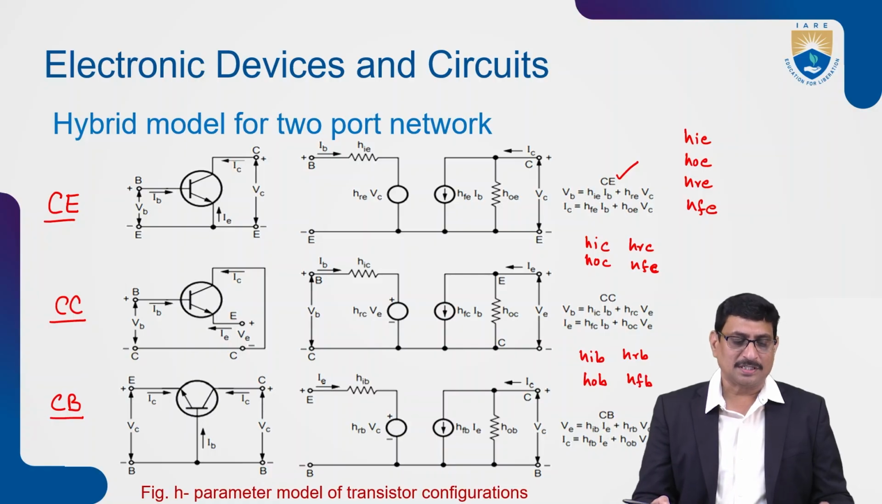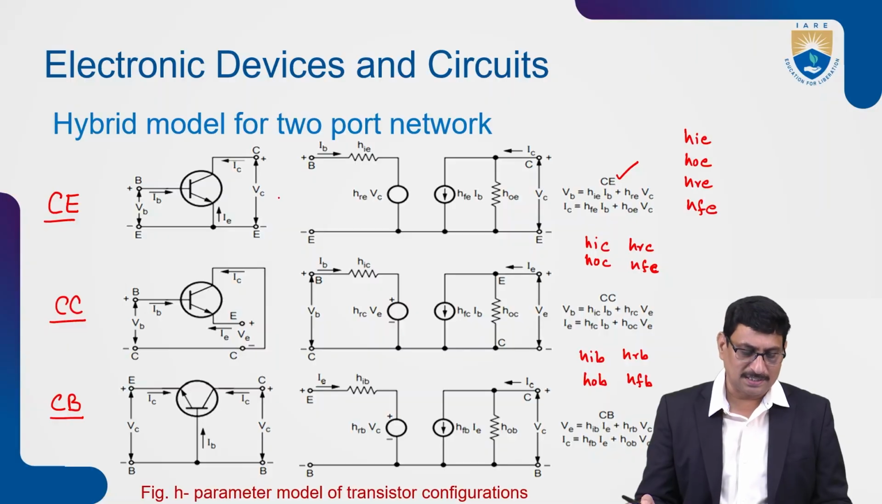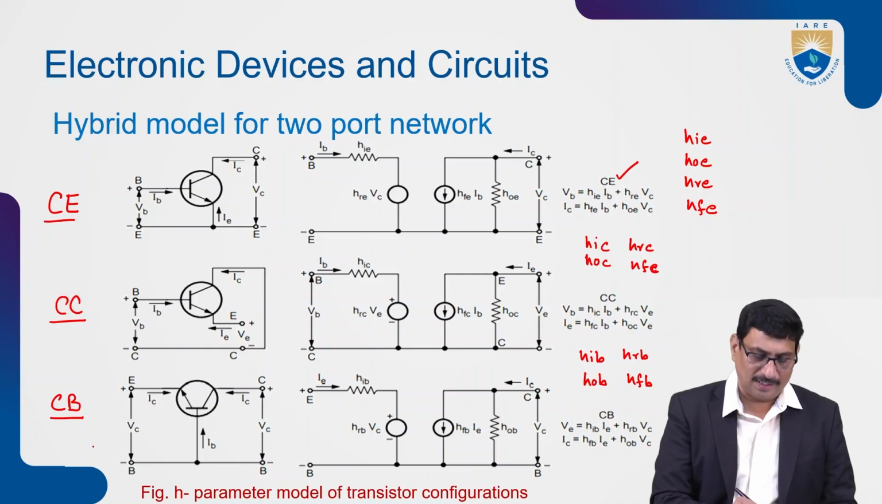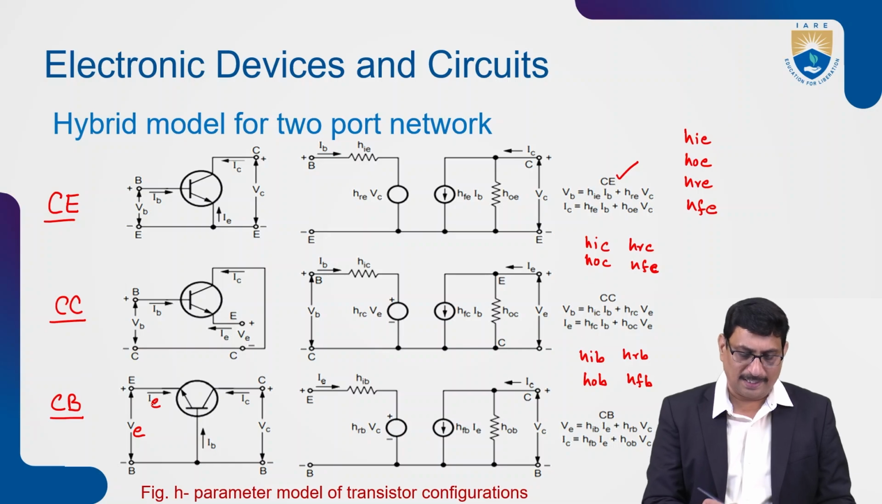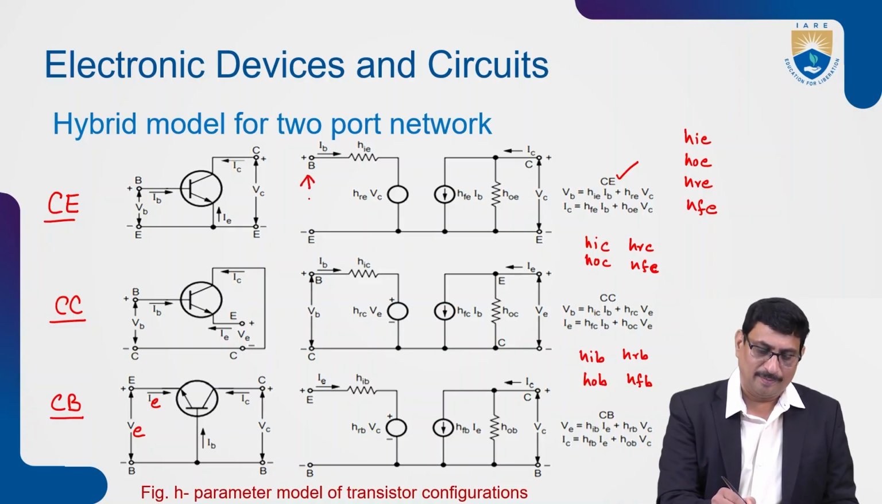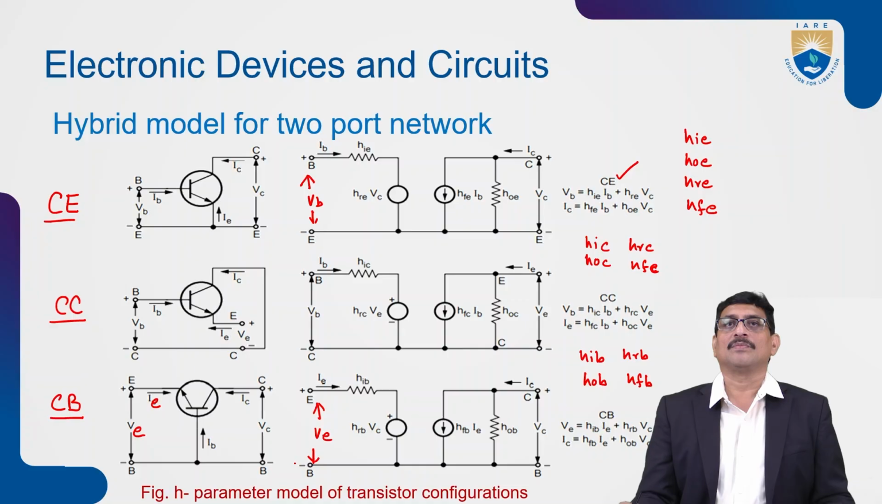Similarly, depending upon the configuration, the input and output voltages and input and output currents change for common emitter, common collector, and so on. If it is a common base configuration, emitter is the input, therefore VE is the input voltage and collector is the output, so VC is the output voltage, IE is the input current and IC is the output current. Therefore, these are all the H parameter models. For common emitter, VB is the input voltage. For common base, VE is the input voltage. So, these are the H parameter models.